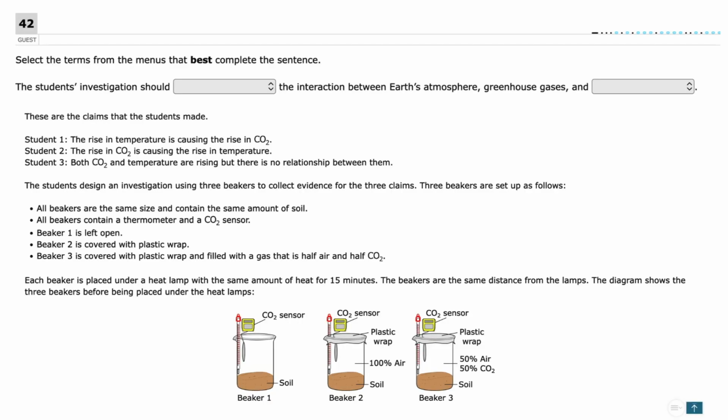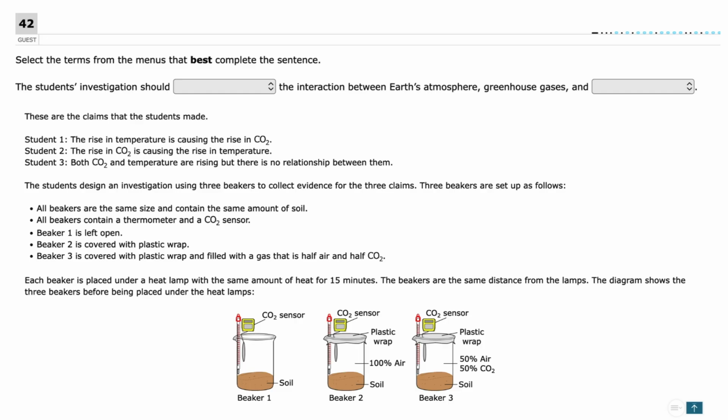Question number 42. In this problem, students are trying to figure out how carbon dioxide and temperature are related. They set up an experiment using 3 beakers to test different conditions that model Earth's atmosphere. Beaker 1, open to the air. Beaker 2, sealed with air inside. Beaker 3, sealed with half air and half carbon dioxide inside.